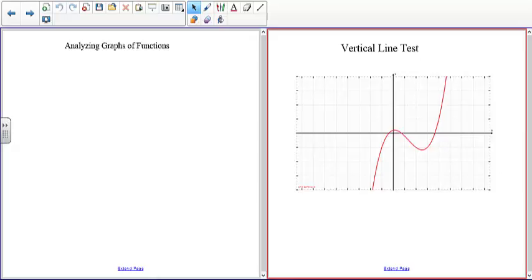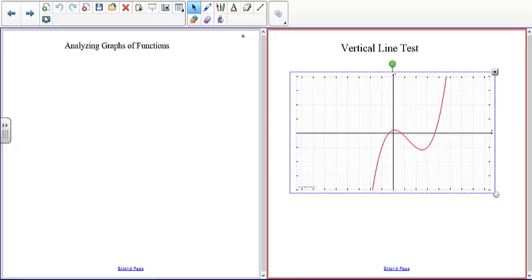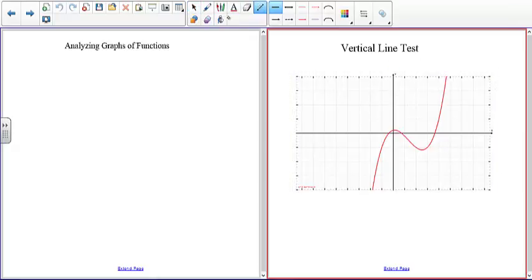Let me make sure this stylus is working. Here we go. I'm just going to draw some vertical lines. I'll take one vertical line and we'll just move it. You can see we intersect the red curve here. If I move it, then it intersects here, but it only intersects one place. So that's how you can tell whether something is a function.